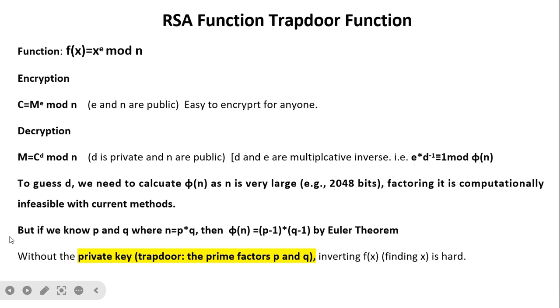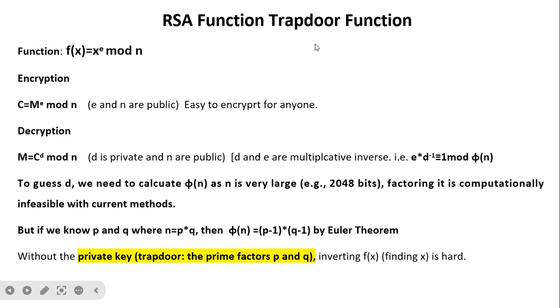But if we know the p and q, because n is nothing but the multiplication of p and q, where n is equal to p into q, then phi of n is very easy to calculate, because p and q are nothing but prime numbers and their multiplication is n. So if we know the p and q, we can easily calculate the phi of n, and if we know the phi of n and we know e, because e is publicly available, d can be easily calculated.